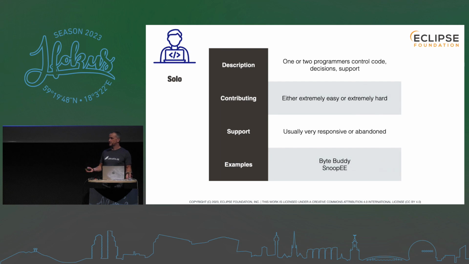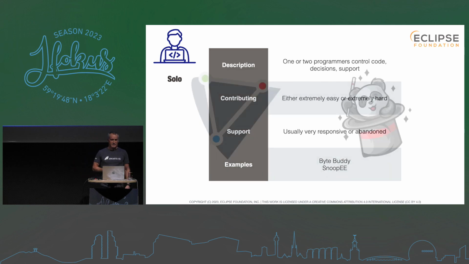A solo project is what is in the name. It's about one or two programmers getting together, putting something on GitHub, and doing it. It can be extremely easy or extremely hard to contribute to it. They can be very responsive, or you can get no responses at all. It depends on where they are and how they do things. ByteBuddy and Snoopy, I'll tell you about Snoopy afterwards, are examples of solo open source projects.